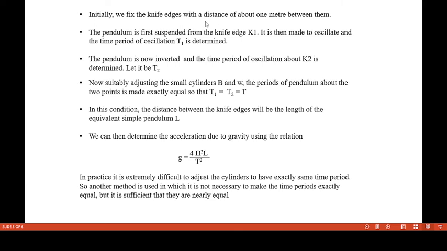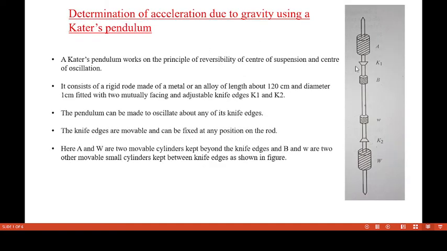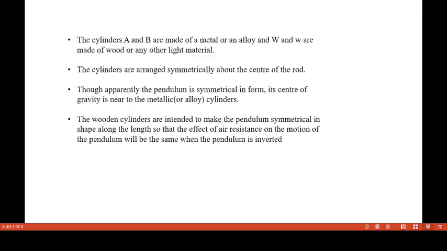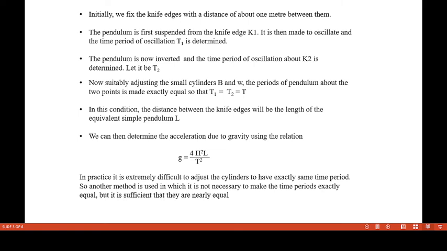Now initially we fix the knife edges with a distance of about 1 meter between them. The pendulum is first suspended from the knife edge K1, and it is then made to oscillate, and the time period of oscillation T1 is determined. So in this figure, first we hang the pendulum on this knife edge, it is made to oscillate, and we determine the time period. Let it be T1. Now the pendulum is inverted and the time period of oscillation about the knife edge K2 is determined, and let the time period be T2.